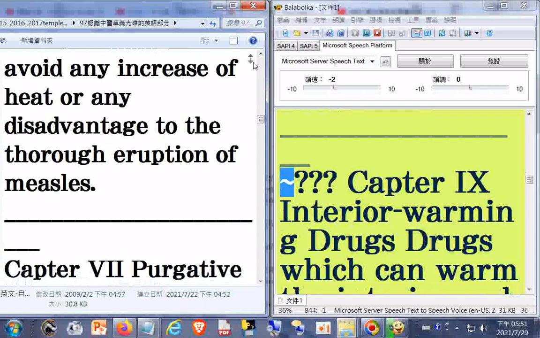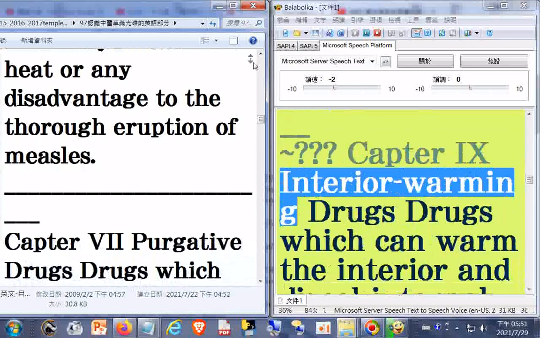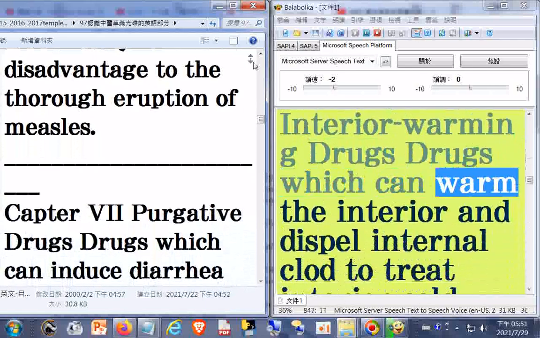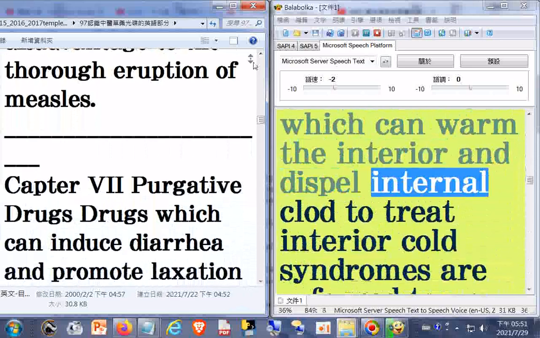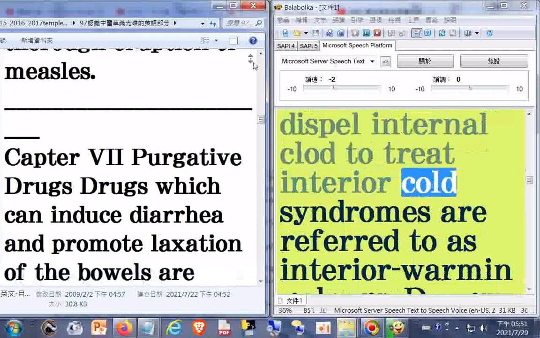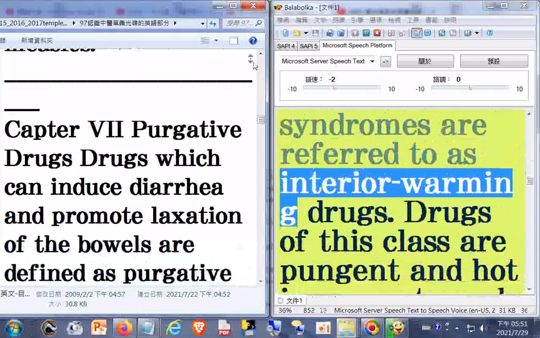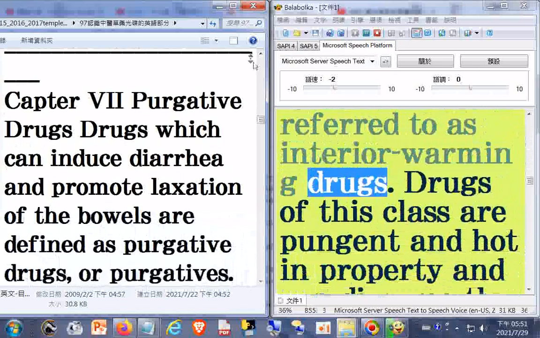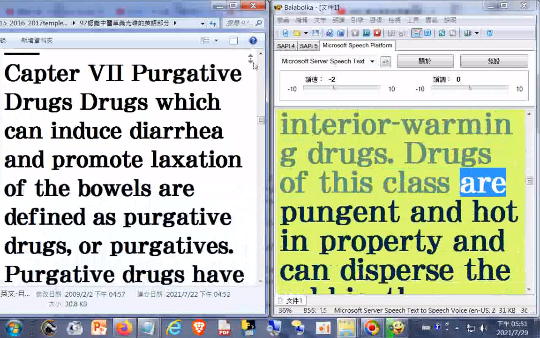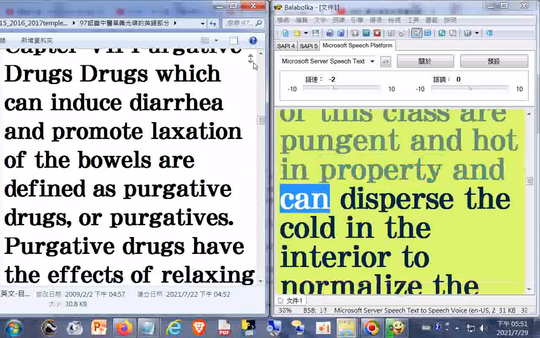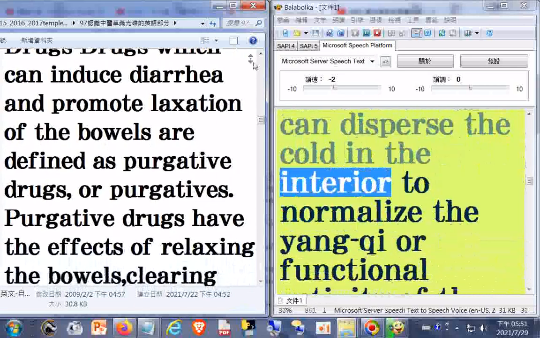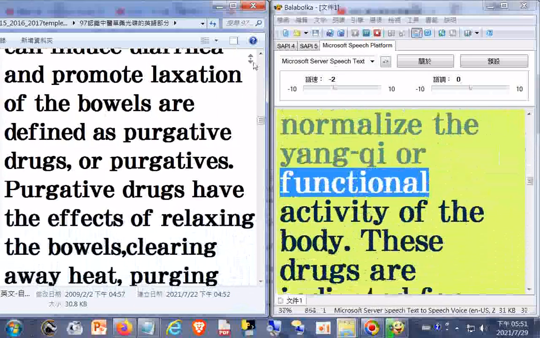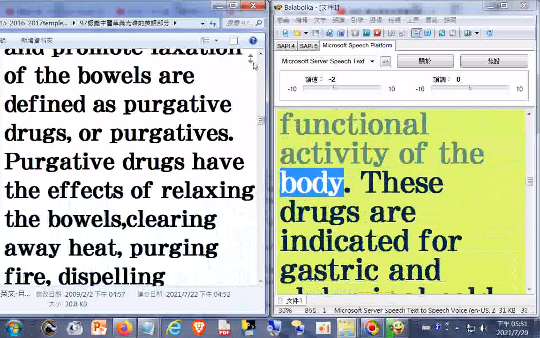Chapter 9 Interior Warming Drugs. Drugs which can warm the interior and dispel internal cold to treat interior cold syndromes are referred to as interior warming drugs. Drugs of this class are pungent and hot in property and can disperse the cold in the interior to normalize the yang qi or functional activity of the body.